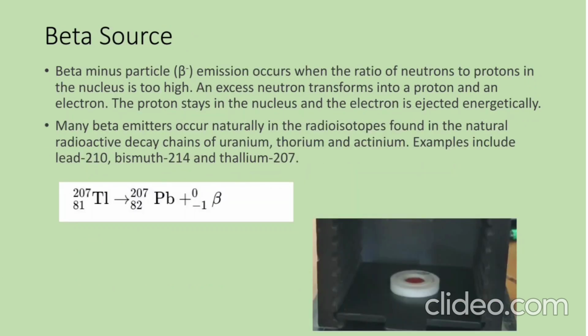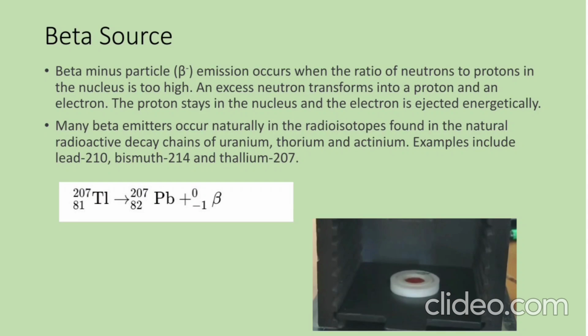So we saw about beta particles. What is a beta source? Beta emission occurs when the ratio of neutrons to protons in the nucleus is very high. What happens is an excess neutron transforms into a proton and an electron. The proton stays in the nucleus and the electron is ejected energetically.